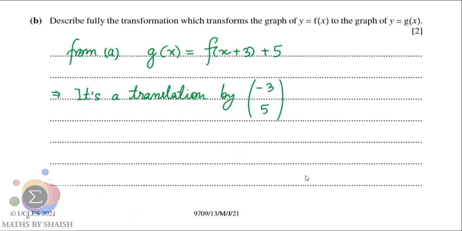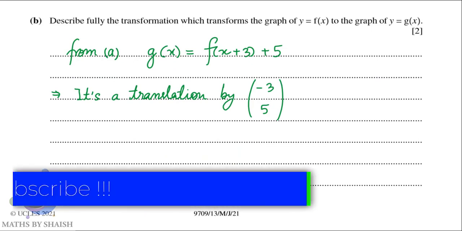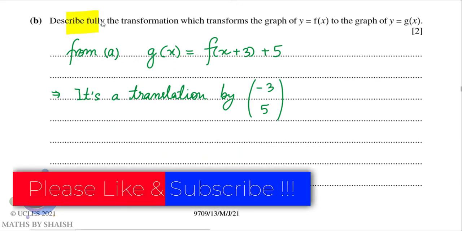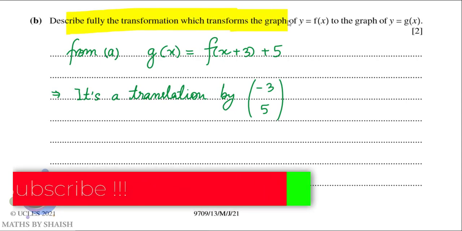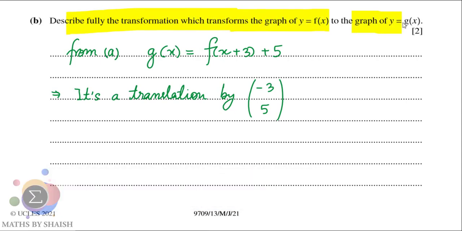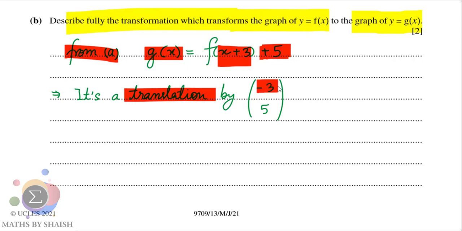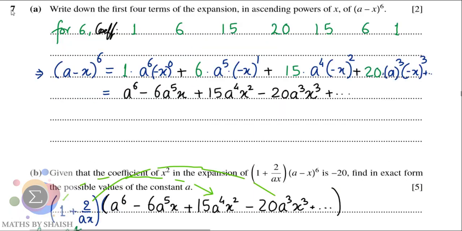And here, describe fully the transformation which transforms the graph y equals f(x) to the graph y equals g(x). So from the first part we have seen g(x) is f(x plus 3) plus 5. So it means we can see from the bracket, this is the x translation and this is the y translation. So we can say it is a translation by the vector (minus 3, 5). So horizontally it is minus 3 and vertically it is 5. That's the transformation.